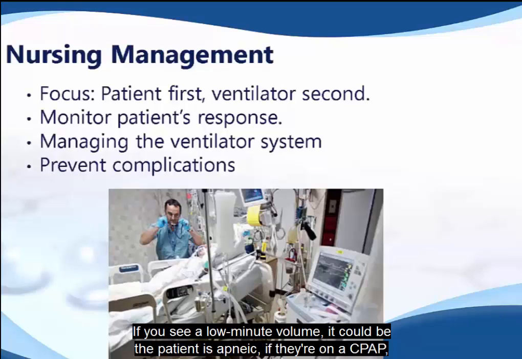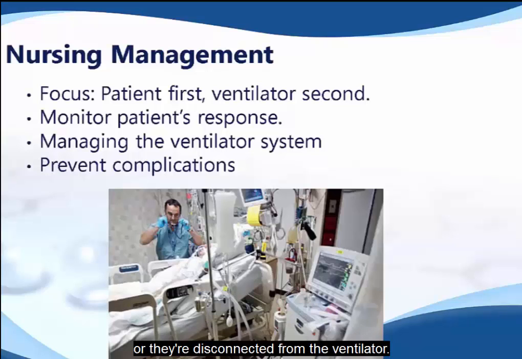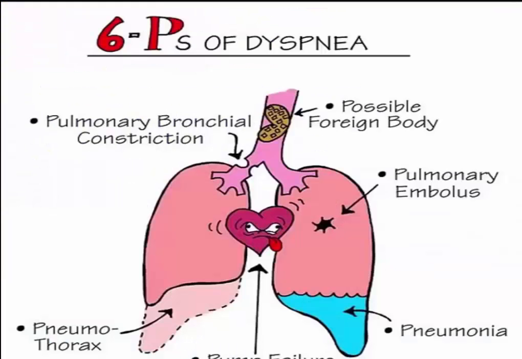If you see a low minute volume, it could be the patient is apneic if they're on a CPAP, or they're disconnected from the ventilator. The 6 P's of dyspnea: pulmonary bronchial constriction, possible foreign body, pulmonary embolus, pneumonia, pump failure, or pneumothorax.